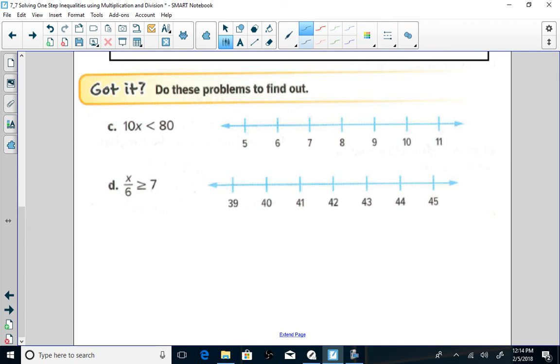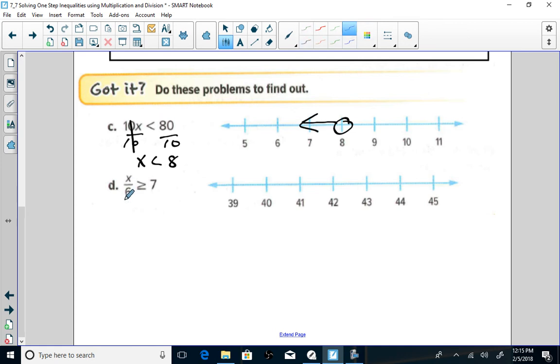If you guys want to try these on your own, stop the video and try it. If not, I'm going to go through the examples. Dividing both sides by 10, they cancel. X has to be less than 8. So I'm circling 8 on the number line. Solutions are going to be to the left.